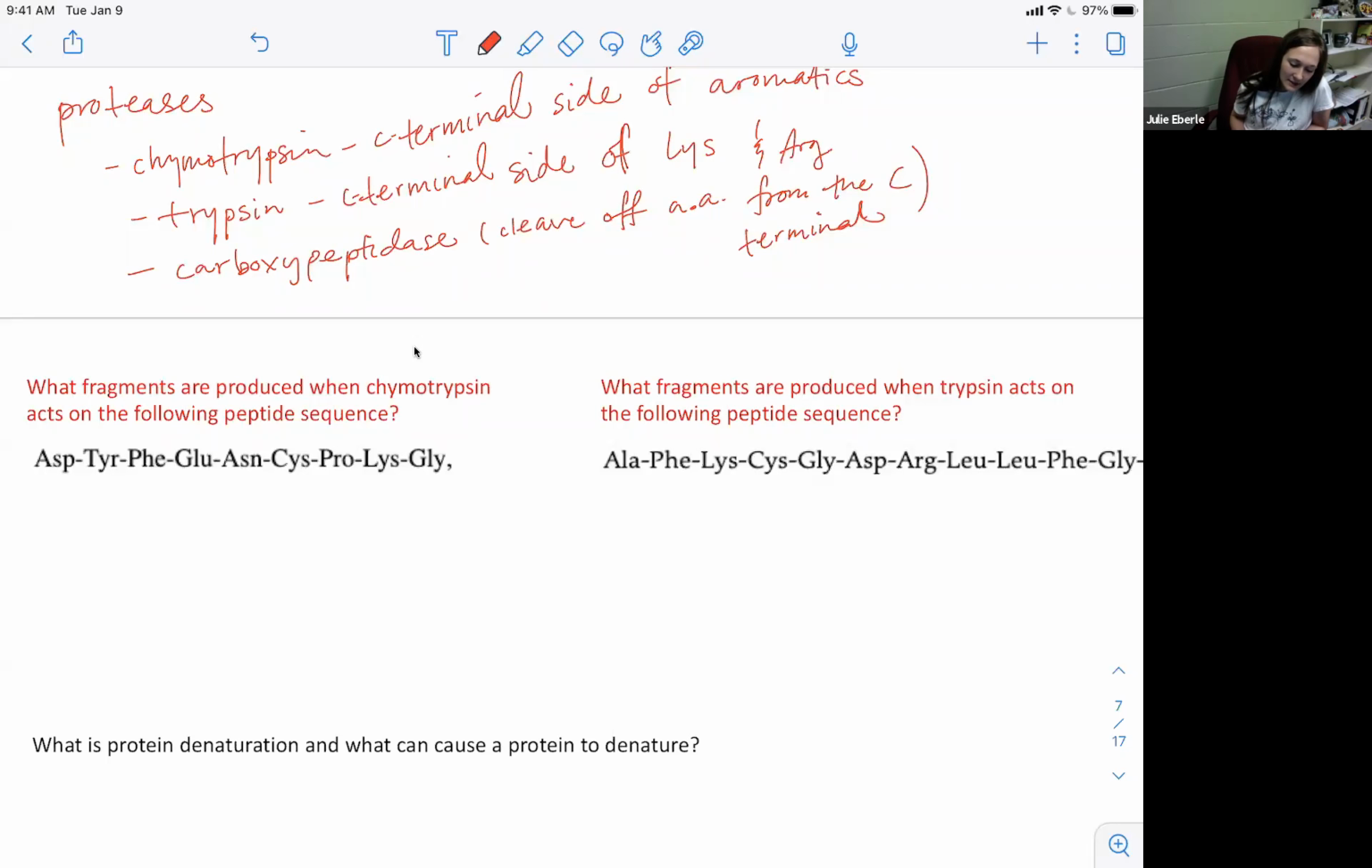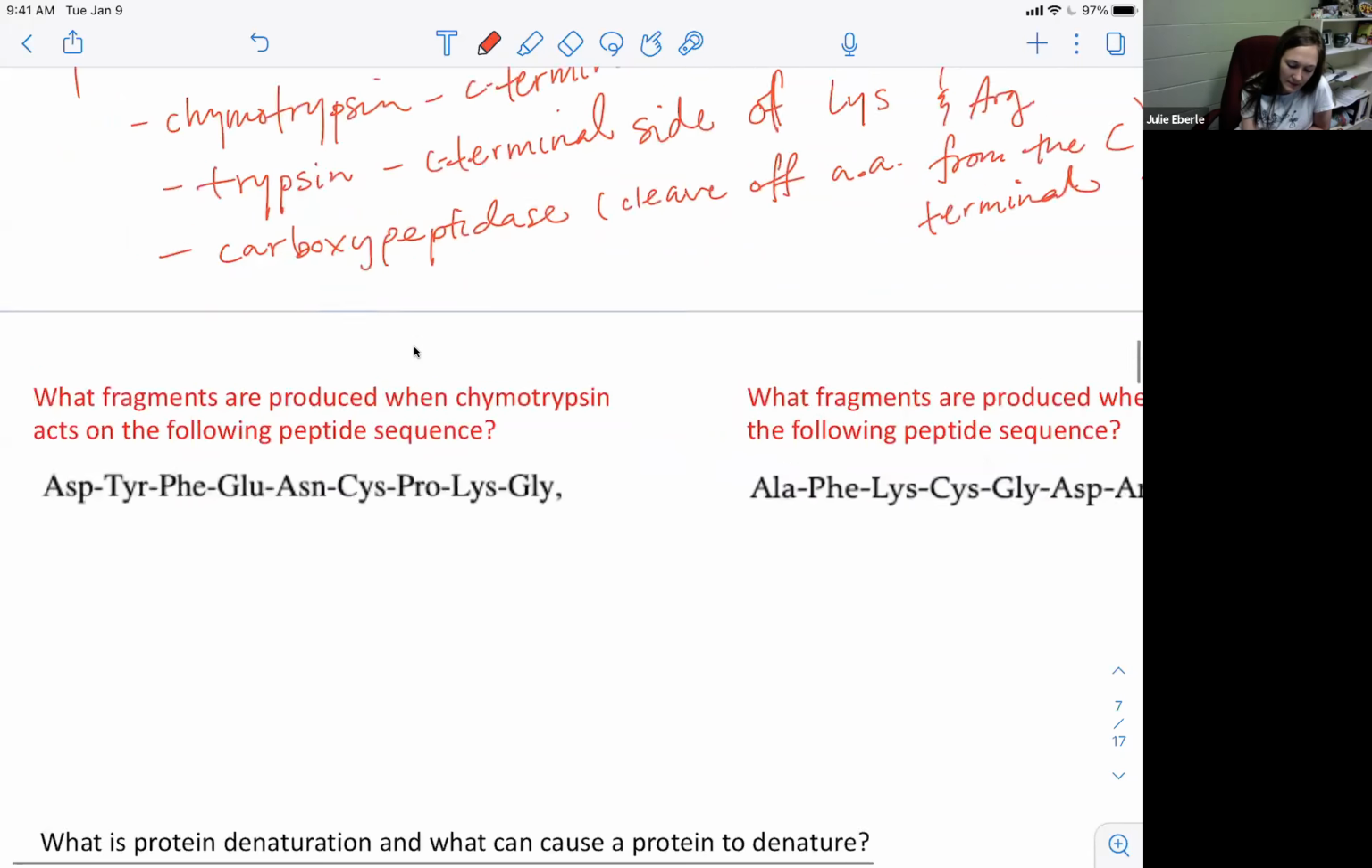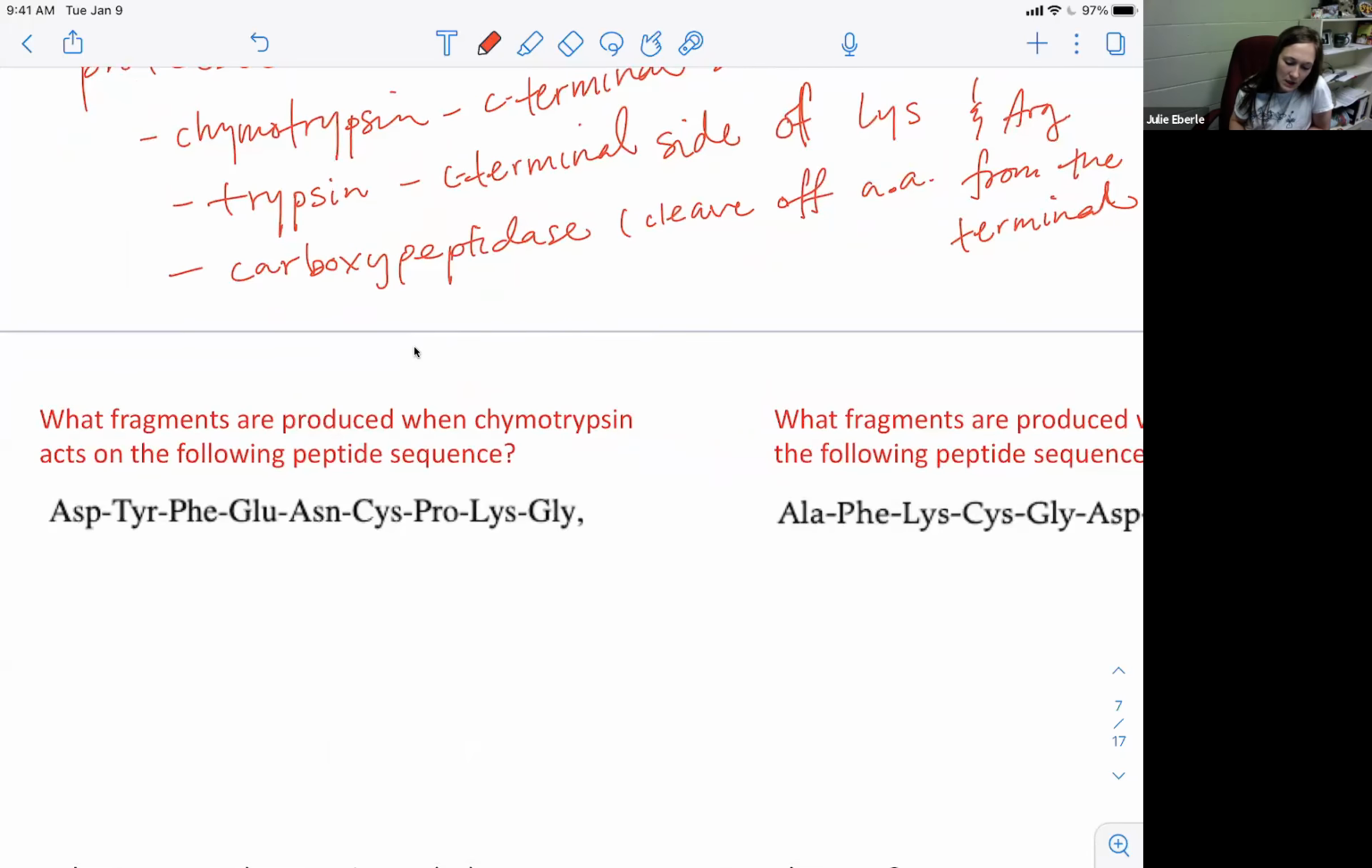Okay, so that leads us right into this next question. What fragments are produced when chymotrypsin acts on the following peptide sequence? Okay, so where would we cleave? We said chymotrypsin cleaves on the carboxy terminal side of aromatics. So which ones are aromatics? I'm trying to do it without looking, so I could be wrong. I don't know the name of it, but I think it's the pro one. Is it the pro?